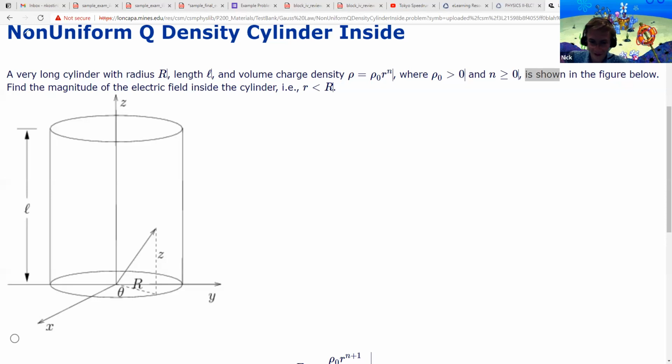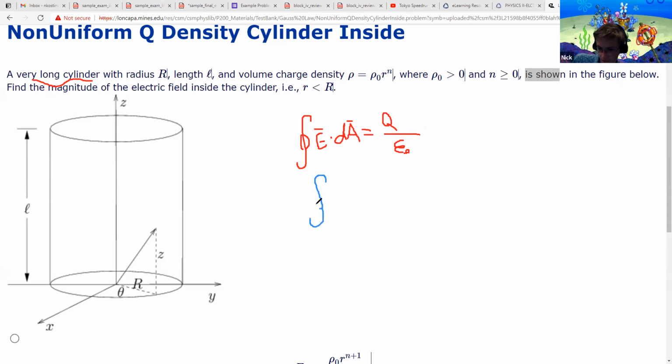There's a couple of clues here that are pointing for us to use Gauss's law. And the first clue is very long cylinder. Again, I think we said this in the block 1 review session, but Gauss's law is true all the time. It's always true that whenever I have a closed surface, the charge enclosed is going to be proportional to the flux. That's always true, but it's only useful in finding the electric fields if I have symmetry. Basically, if two symmetry arguments are satisfied.